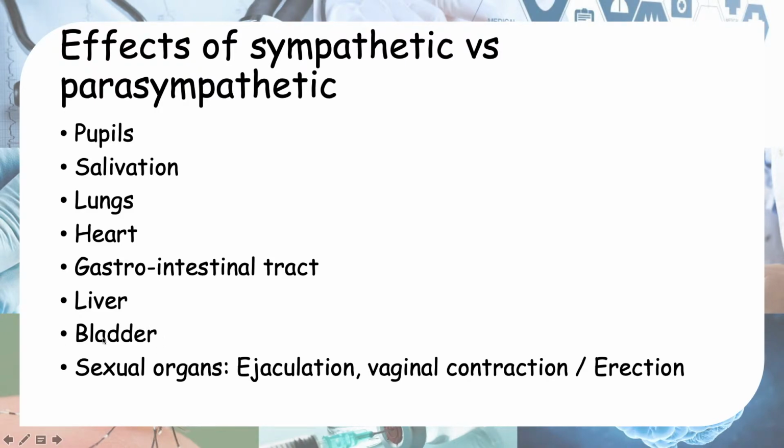Oh man, the wetting your pants part is confusing. But anyway, your bladder is useless when you are trying to run away from a bear. So sympathetic actually inhibits your urination, and while parasympathetic actually lets you urinate, right?